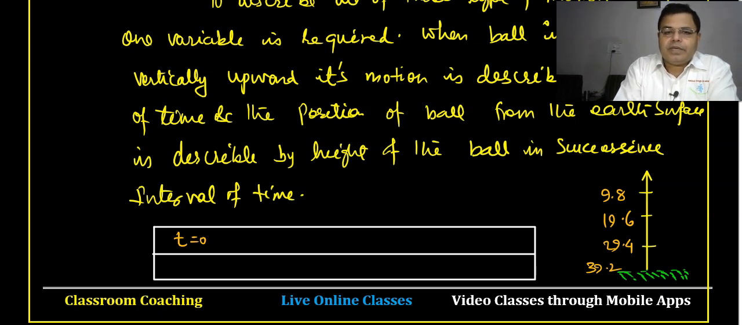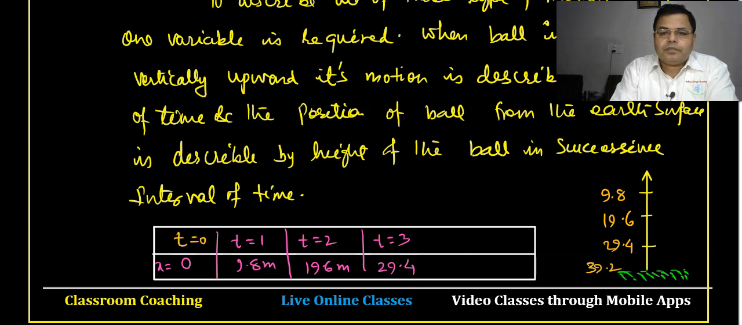So when t is 0, time is just the start of observing, the speed is 39.2 and the distance is 0. This is the position, position is 0. Now when time is 1 second, the distance from the height is 9.8 meter. When time is 2 second, this is 19.6 meter above the surface. When time is 3 second, this is 29.4, right? And when time is 4 second, then it is 39.2 meter, right?